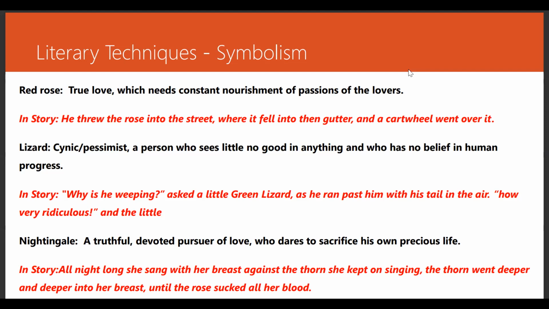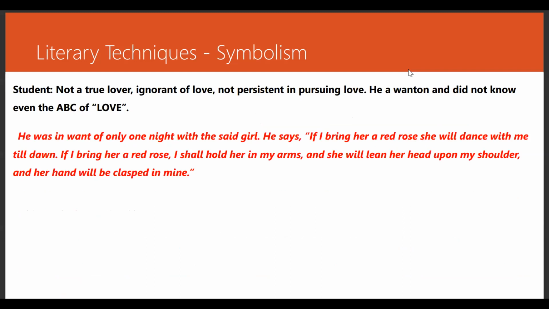As a result of that, he threw away the red rose, and the red rose actually fell into the gutter, and the cartwheel went over it. This symbolically shows us again the immense sacrifice done by the Nightingale was not taken into consideration by any person, right? This is the part that you have to pay your attention. Okay, right. Now we are moving to the next symbolism. This is the part that we have to start today, right?